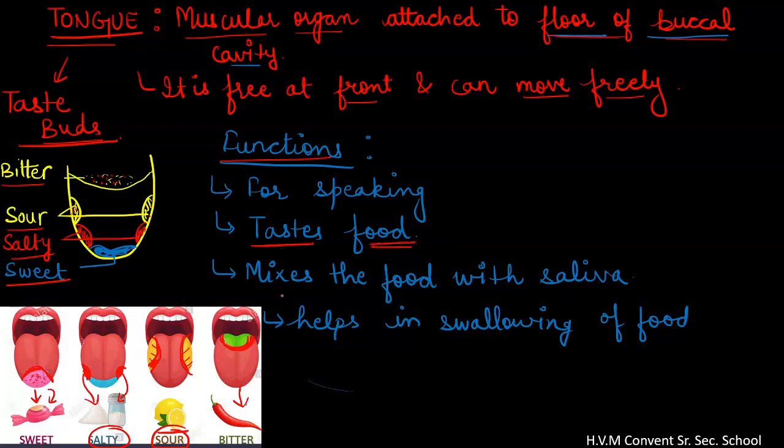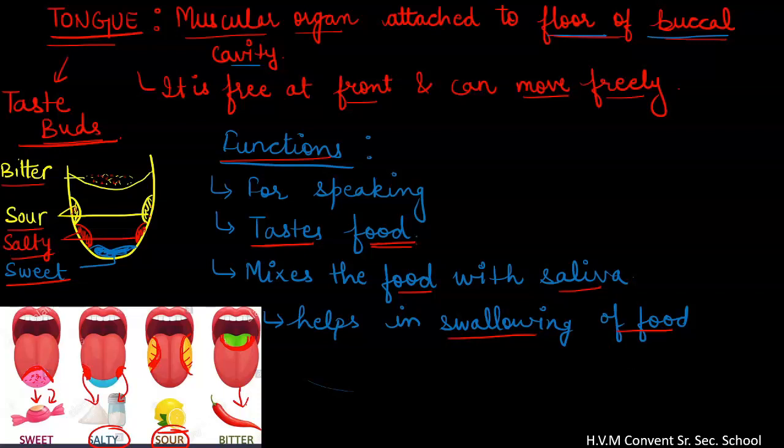The next function of our tongue is the mixing of food with saliva. What is saliva? Saliva is a liquid substance that is produced in our buccal cavity by special glands called salivary glands. Our tongue mixes the food with the saliva, and then it helps in the swallowing of food. After mixing with saliva, our food gets swallowed easily, right? So this is the function of the tongue.